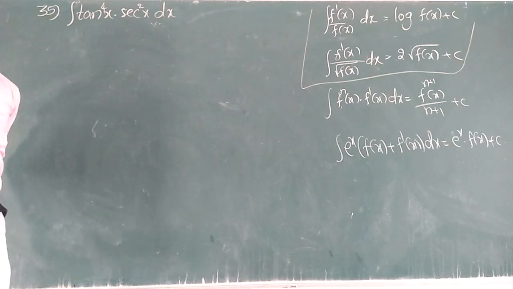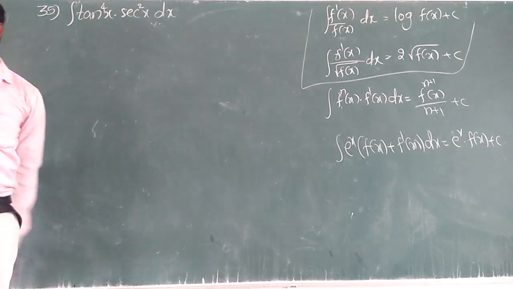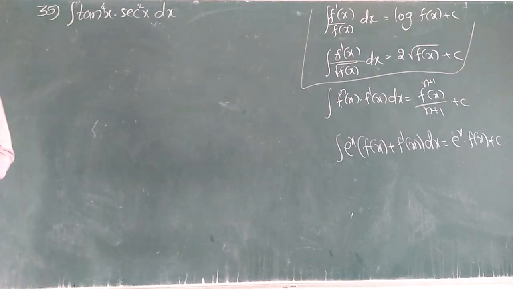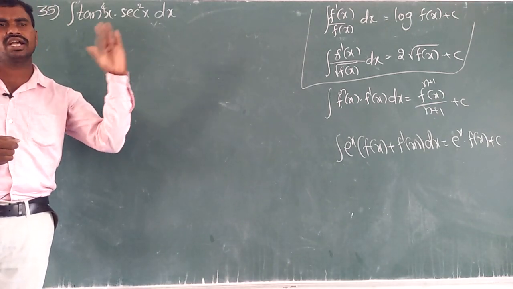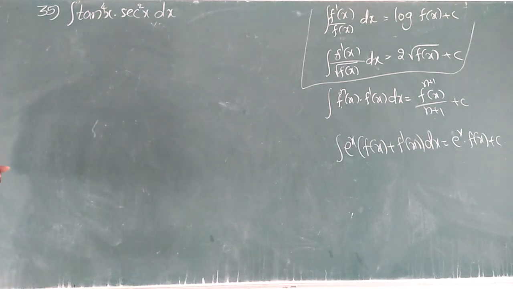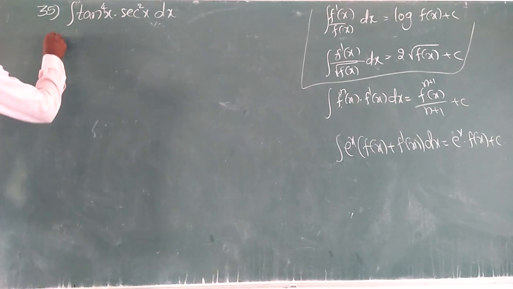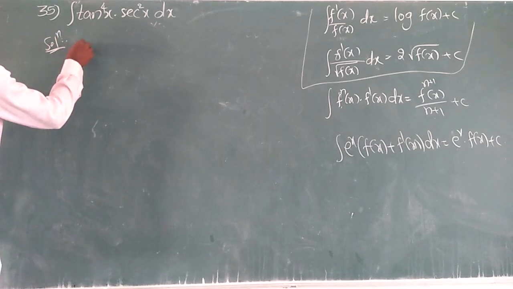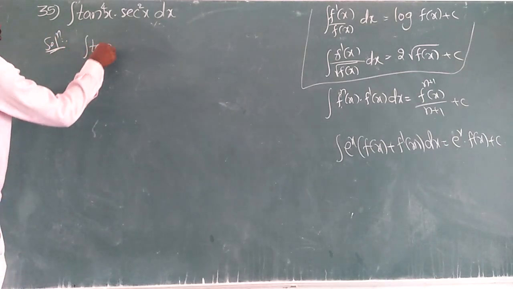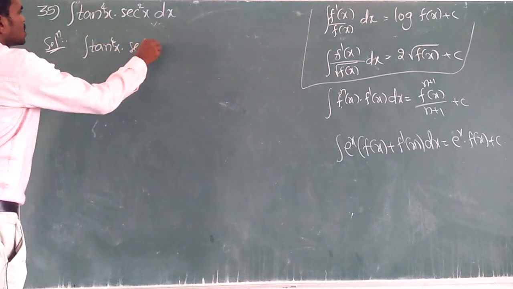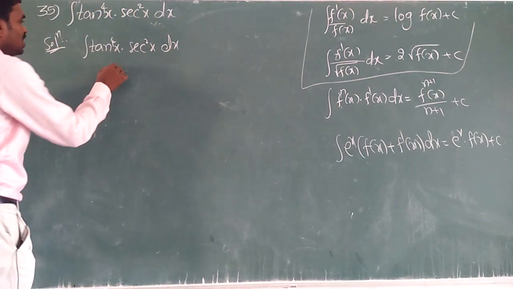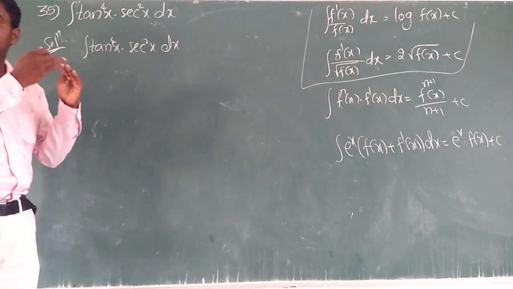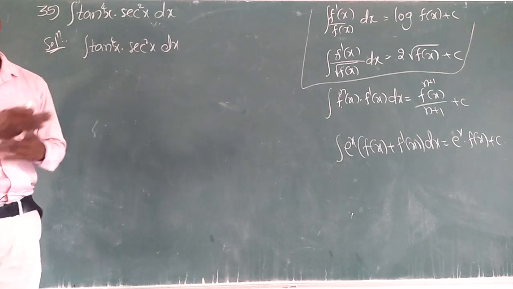Evaluate integration tan power 4x secant square x dx. In this integration, we have to remember differentiation formulas also. If you know the differentiation formulas, integration is quite the opposite of differentiation. In part 1 I told you very clearly. Now the solution. The question is integration tan power 4x into secant square x dx. Here we have to think which one is the derivative of which.